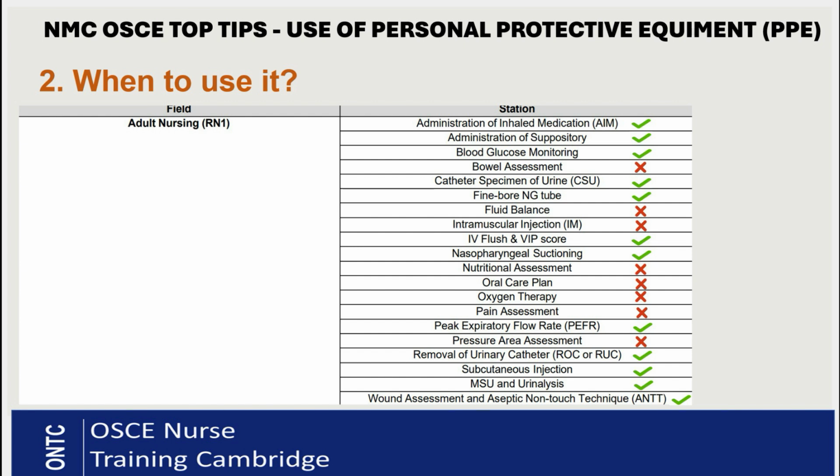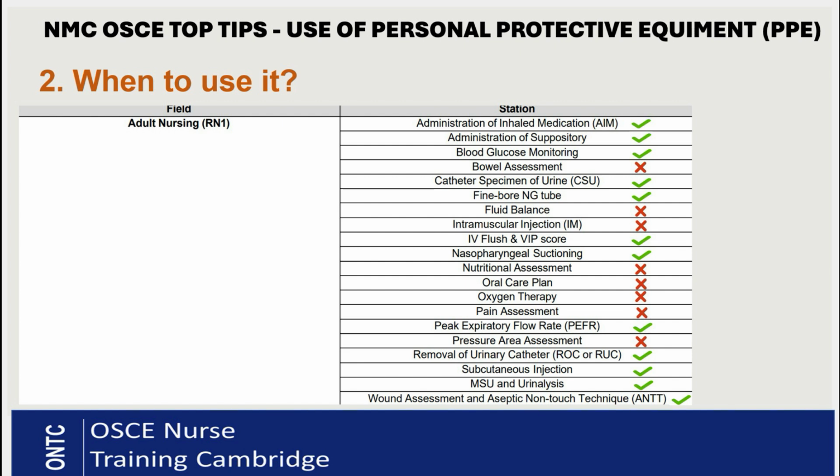Next one is MSU and urinalysis. Of course, anything when you're dealing with body fluids, yes, definitely you need them when you do the urinalysis part, not when giving instructions to the patient on how to collect the MSU, midstream specimen of urine. At that stage, you don't need it, but when you do the urinalysis part of the station, you definitely need to have your gloves and apron on.